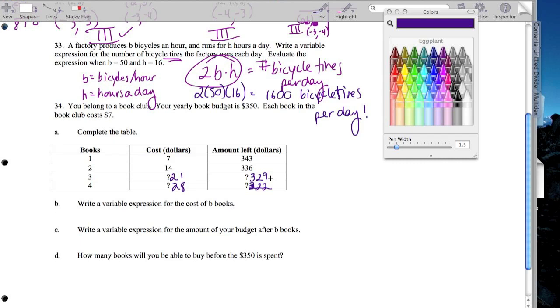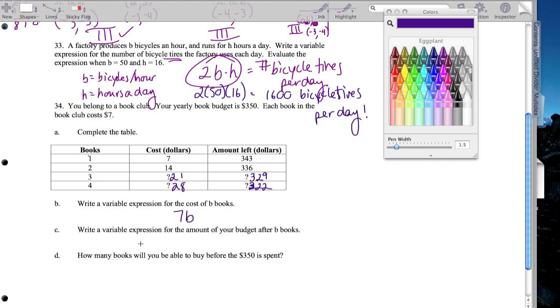And let's just, minus 7. Good. I want to make sure we have it right. They want us to write a variable expression for the cost of B books. Well, we look in this column. This is how many books we have. 1 book, $7. 2 books, $14. 3 books, $21. 4 books, $28. We're really multiplying 7 times B.